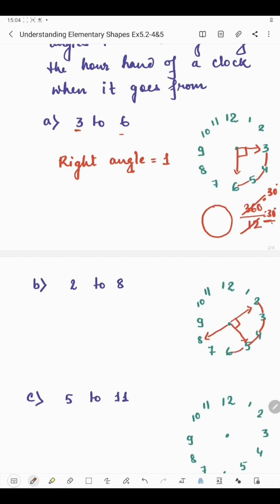Now again 5 to 6 is one part, 6 to 7 is one part, 7 to 8 is one part. So 5 to 8 is 3 parts. So it makes 90 degrees. So how many 90 degrees? It's 2. So we'll write how many right angles, because right angle means 90 degrees, right? So the number of right angles is 2.